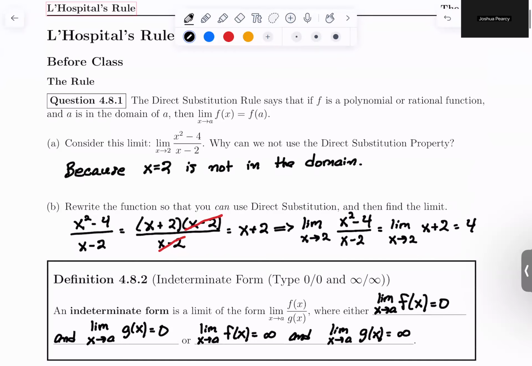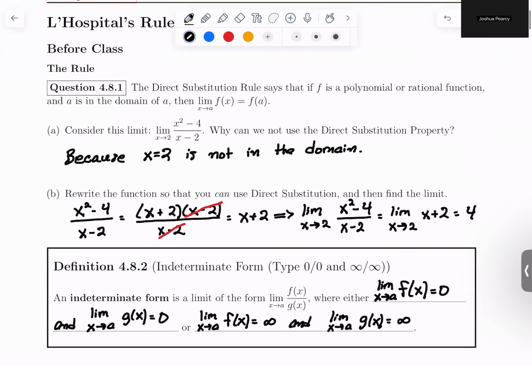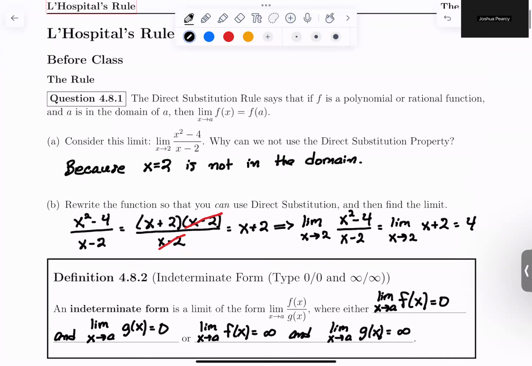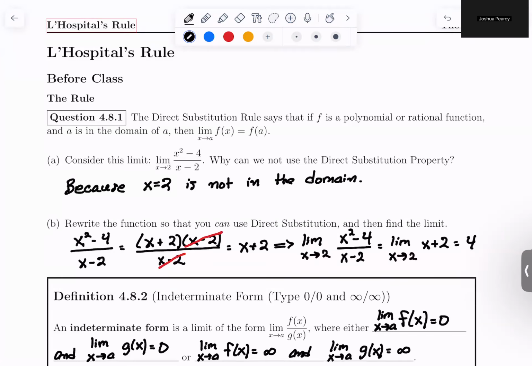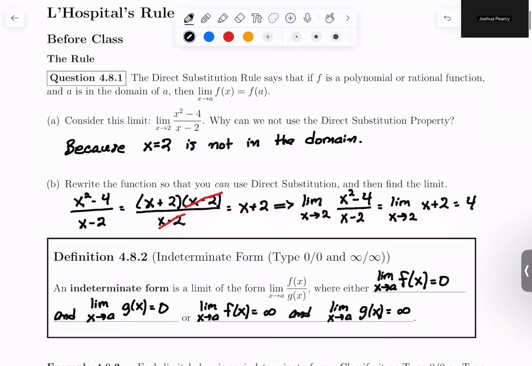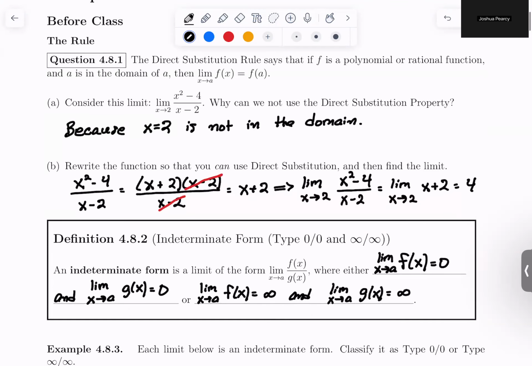It says the direct substitution property that we talked about a while back says that if we have a polynomial or rational function with the point a being in the domain of the function, then the limit as x goes to a of f of x is equal to f of a. So it looks at this first part of this example. It says consider the limit as x goes to 2 of x squared minus 4 over x minus 2.